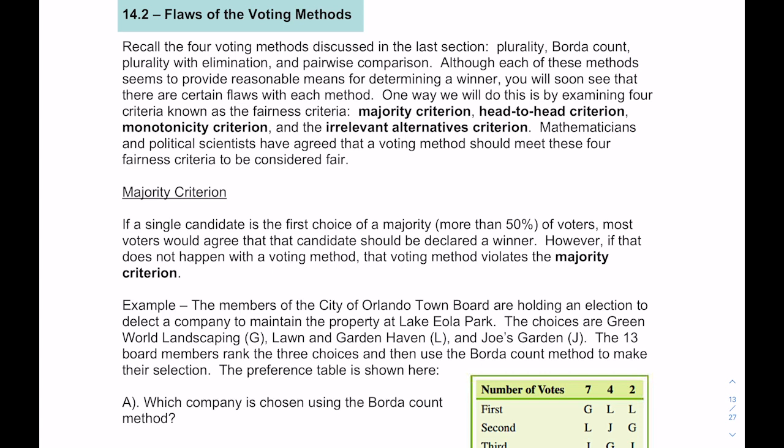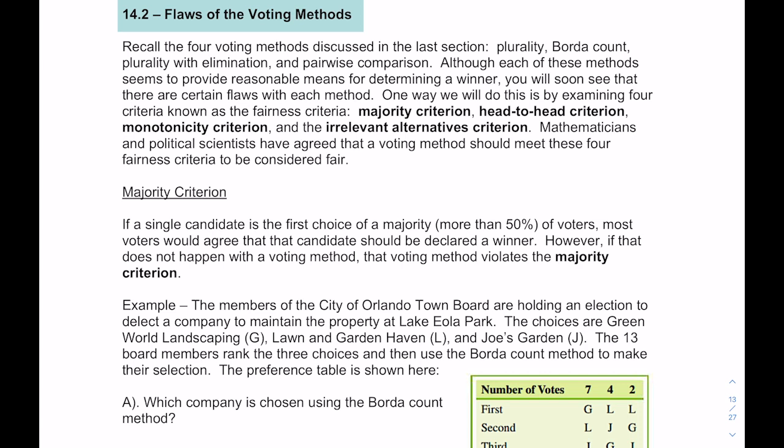One way we're going to examine the voting methods is by looking at what we call fairness criteria. There are 4 fairness criteria which mathematicians and political scientists have agreed that a voting method should meet. Those are the majority criterion, head-to-head criterion, monotonicity criterion, and the irrelevant alternatives criterion. So let's take a look at the majority criterion first.